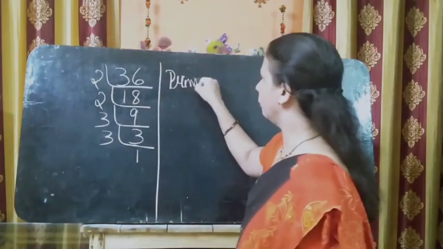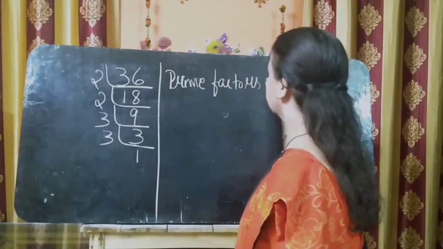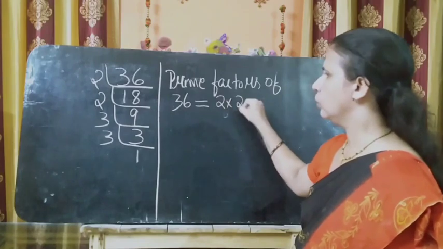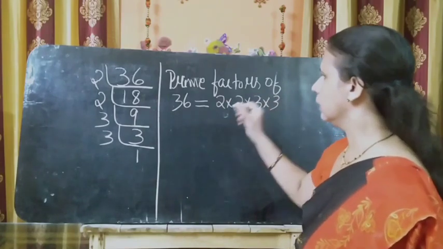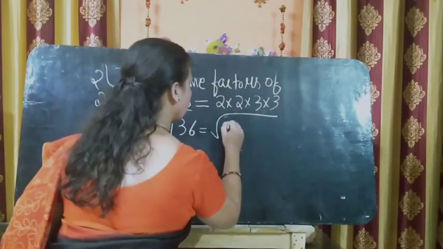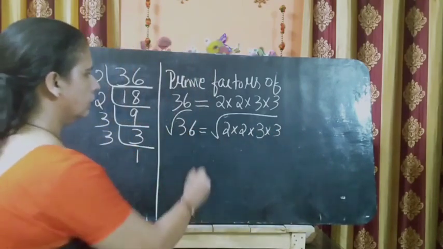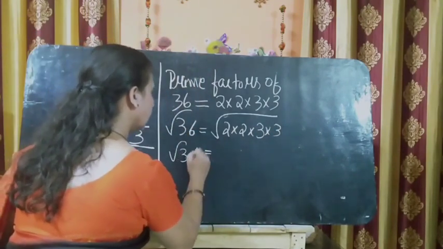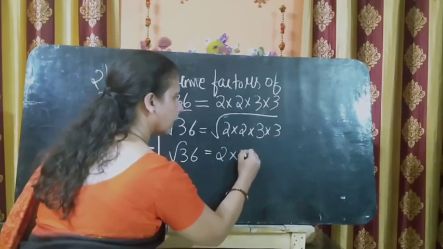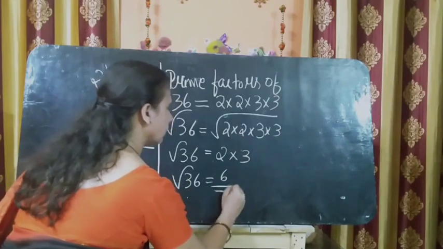Prime factors of 36 equals 2 into 2 into 3 into 3. Then square root of 36 equals square root of 2 into 2 into 3 into 3. Then square root of 36 equals, take one 2 from the two 2s and one 3 from the two 3s. Then root of 36 equals 6.